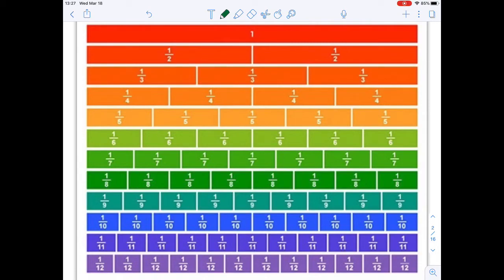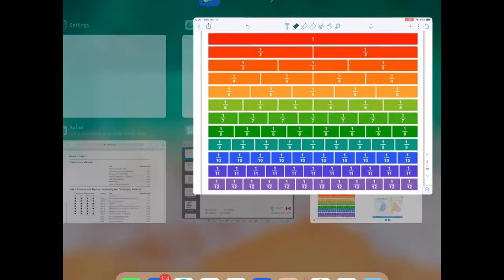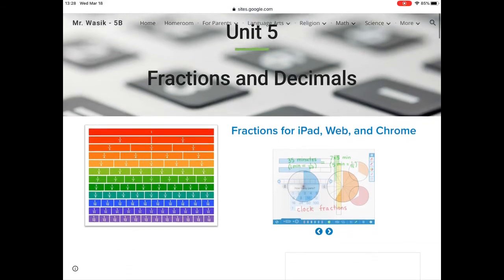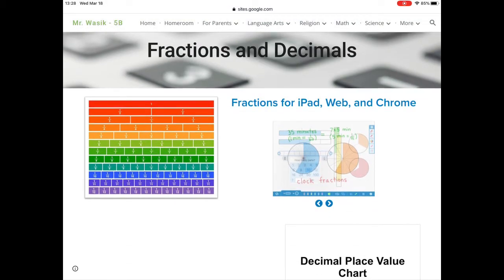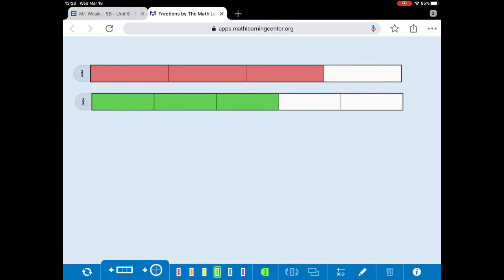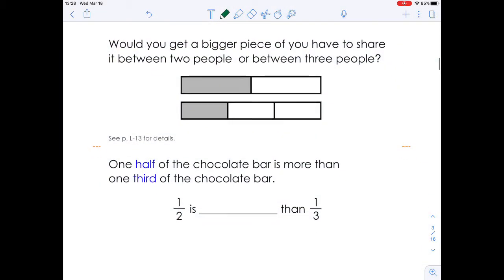If you're wondering where to find that on the Google site, if you go under Math, Unit 5, Fractions and Decimals, you will see a picture of it here. And then you can also create these fraction strips using the Fractions for iPad, Web, or Chrome app, which looks something like this. So let's begin.